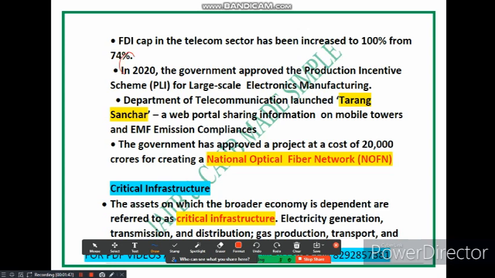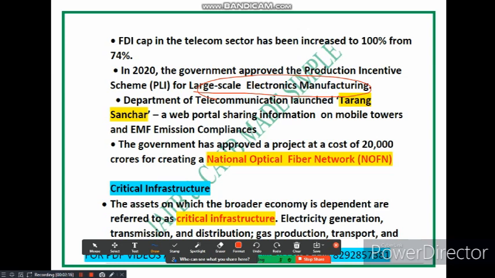So now let's see what happened in 2020. The government approved the PLI. You know PLI, this is called the production linked incentive scheme. It is a scheme introduced by the government to encourage large scale manufacturing of electronic products in India. This scheme provides incentives such as financial support and tax benefits to attract investment and promote the production of electronic goods within the country.